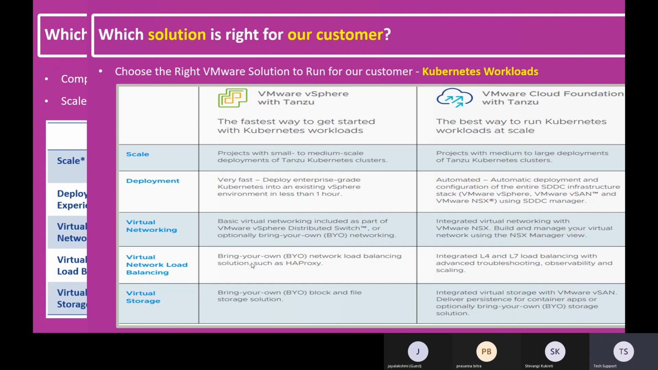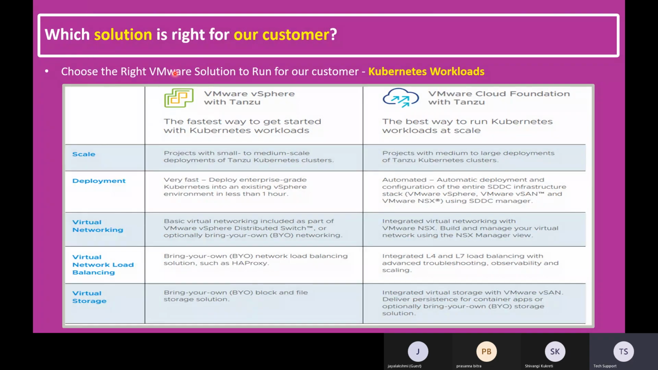Which solution is right for your customer? Same point: choose the right VMware solution to run our customer's Kubernetes workloads. So on scale, the main key point here is small to medium scale range, you'll go with this product. And for this product, another key point is that it's the fastest way to get started with Kubernetes workloads. And this is the best way to run Kubernetes workloads at scale, for projects from medium to large scale. So for medium to large scale deployment, you'll go with VMware Cloud Foundation, and for small to medium, you go with this one. This is the recommendation given by VMware.